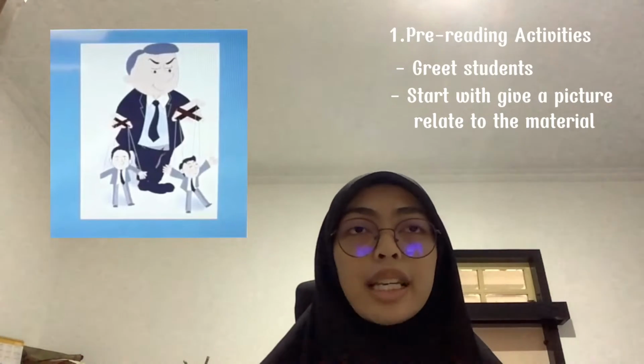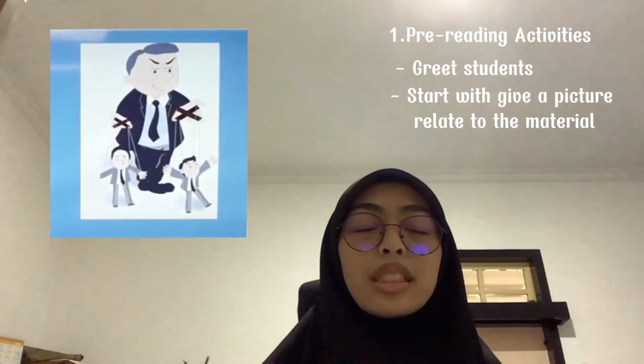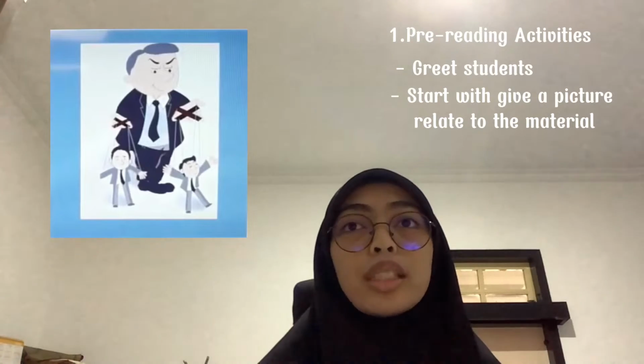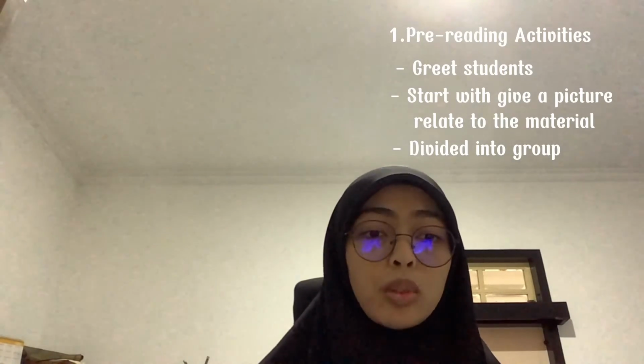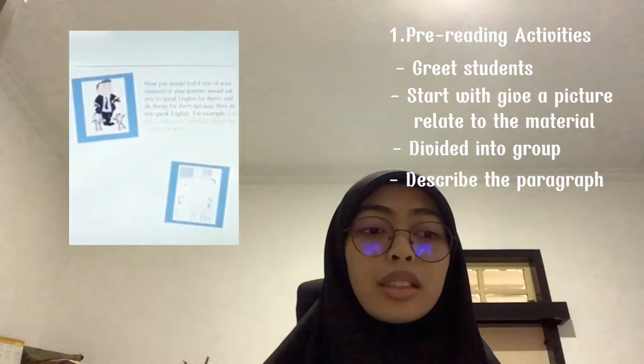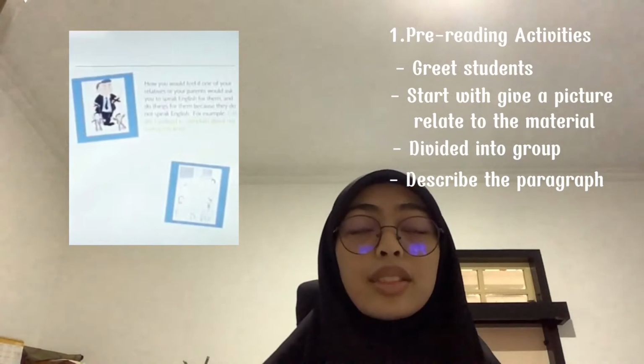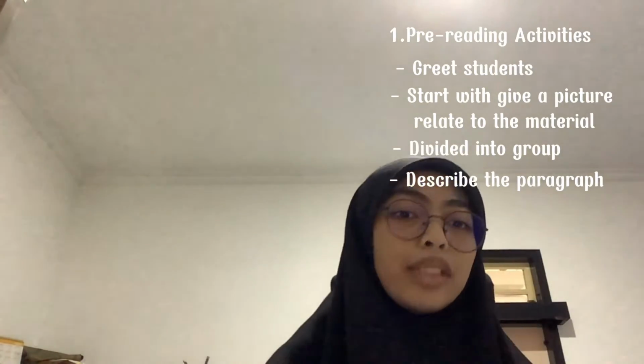And after that, the teacher asks students to describe what the picture is about. After that, the teacher will ask for the answers from students by asking different questions. And then after that, the teacher will divide them into groups that consist of 3 people to describe the example of the paragraph that the teacher gave, and then answer the question to the teacher.